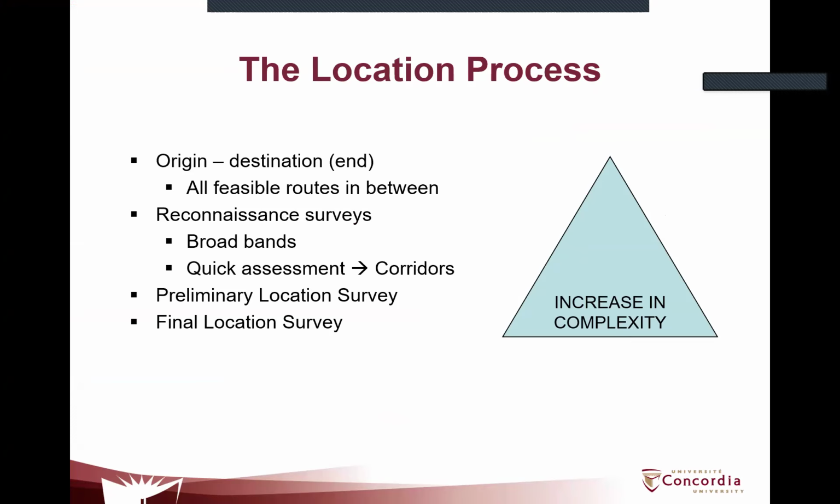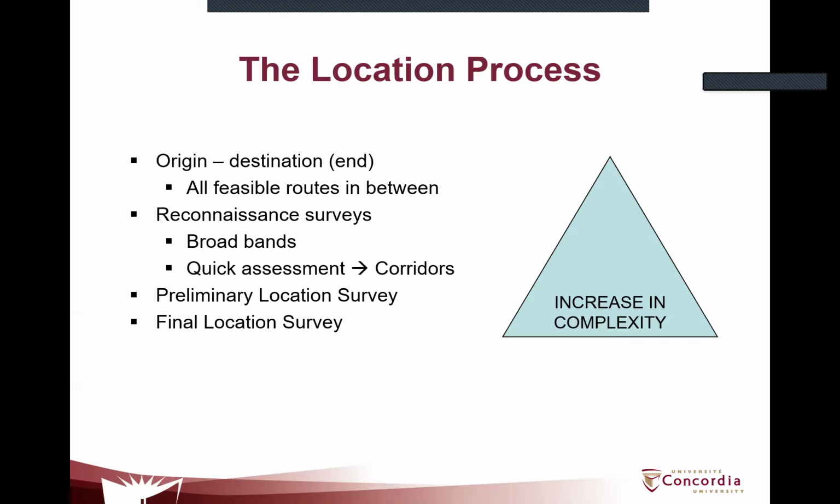So the origin destination, when it's a completely new highway, will be the initial point where you tie in with another highway or road or a city or town or village, and the destination will be the same. So when you are looking into this, you will look into feasible routes between this origin destination.